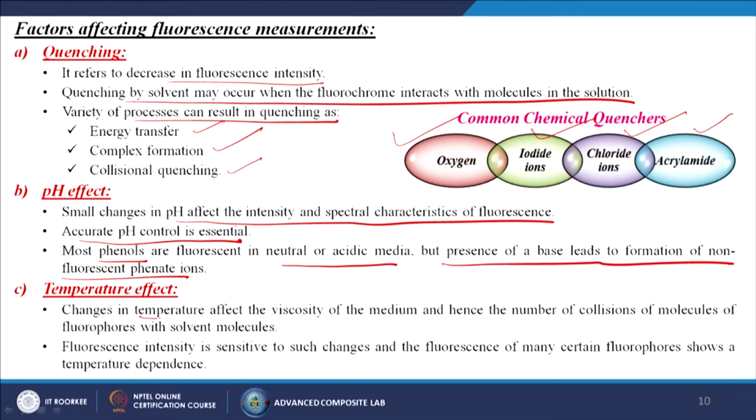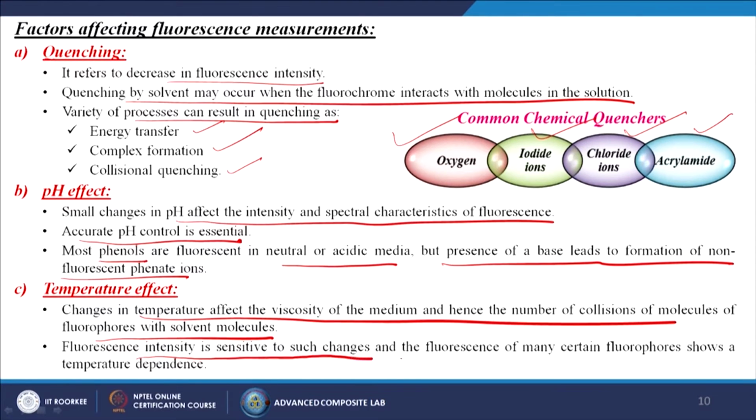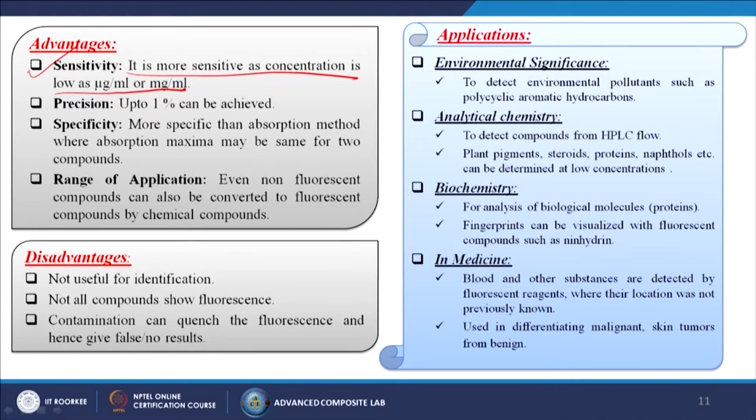So, changes in temperature affect the viscosity of the medium and hence the number of collisions of molecules of fluorophores with solvent molecules. Fluorescence intensity is sensitive to such changes, and the fluorescence of certain fluorophores shows a temperature dependence. Advantages. The first one is sensitivity. It is more sensitive, as the concentration is low, as microgram per milliliter or maybe milligram per milliliter. The second one is called precision; up to 1% can be achieved.